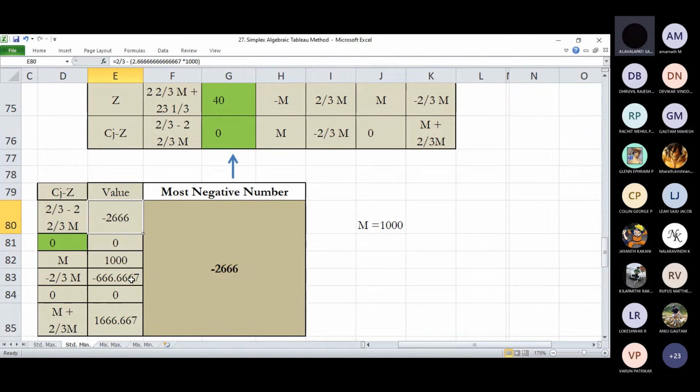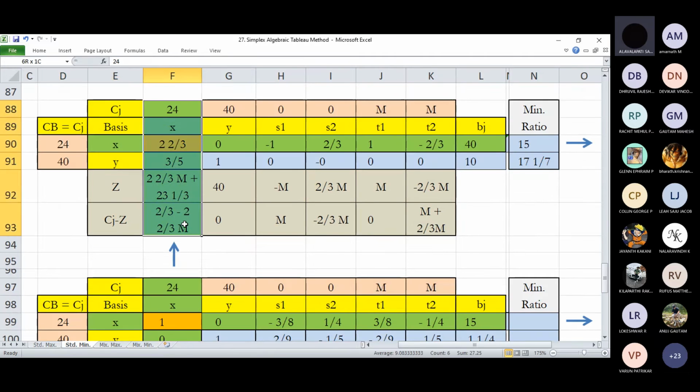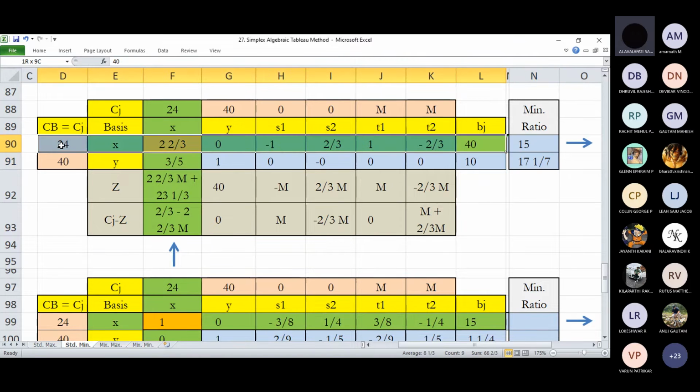So some of them are less than or equal to 0. Among these, the most negative number is this, so that governs the key column. The right-hand side coefficient divided by the corresponding element in the key column gives the minimum ratio. So 40 divided by 2 into 2 by 3 is 15. Then 10 divided by 3 by 5 is 17 1 by 7. Among these, the least positive number is 15, so that will become the key row. Once we find the intersection of key column and key row, that's the pivot.